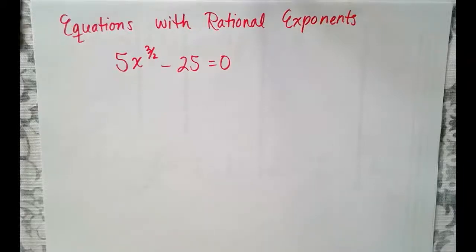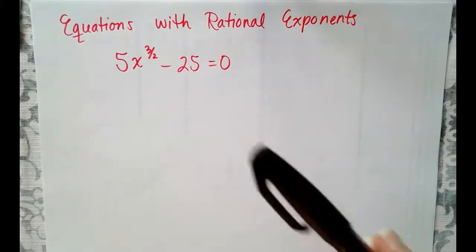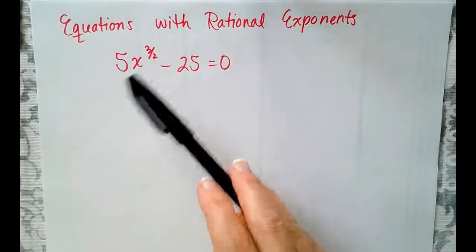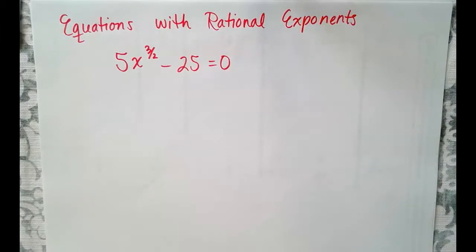So continuing with equations, all different types of equations. In the last video, we saw equations with radicals within them. Now we have equations with rational exponents. Remember, a rational exponent is just another way of writing a radical. So this is kind of the same type of equation.